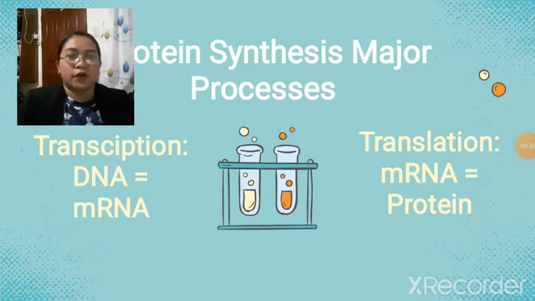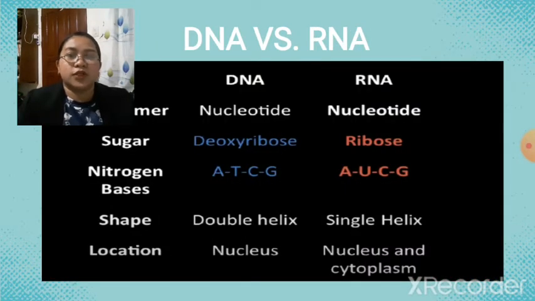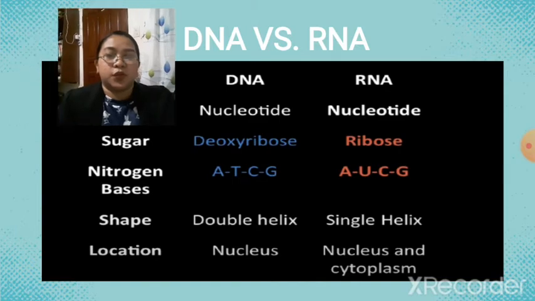So we have here protein synthesis, or the major processes of protein synthesis. The first one is transcription, in which from DNA we make a new copy of messenger RNA. On the other hand, in translation, from messenger RNA we make a new copy of proteins. So let's first have the differences between the DNA versus the RNA. Let's know about the difference between the two of them.